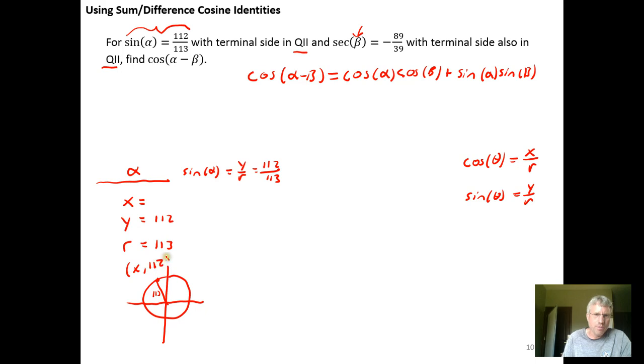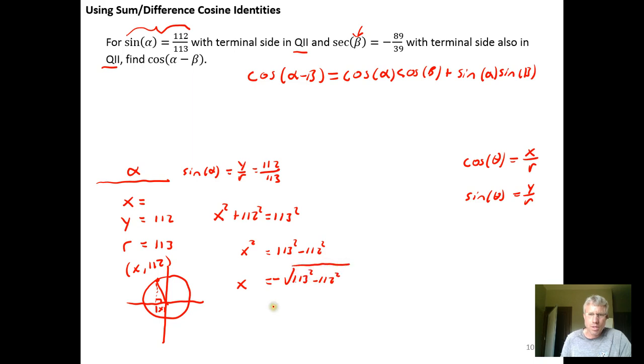And so we use the Pythagorean theorem to calculate the x-coordinate, because the absolute value of x is going to be the width of this triangle, which is going to be 112 high and have a hypotenuse of 113. So x squared plus 112 squared equals 113 squared, which means x squared is going to equal 113 squared minus 112 squared. Because we're in quadrant 2, x is going to be negative, so when we take the square root of both sides, we want the negative square root. And when we crunch this in the calculator, we get negative 15 as our x coordinate.